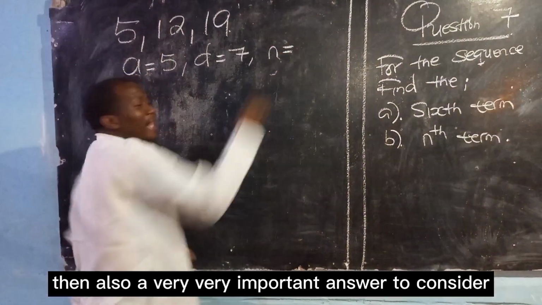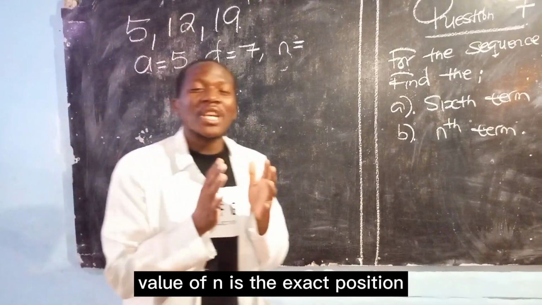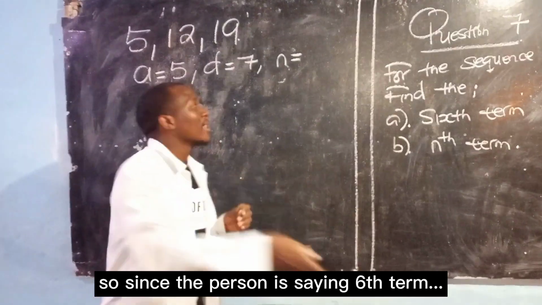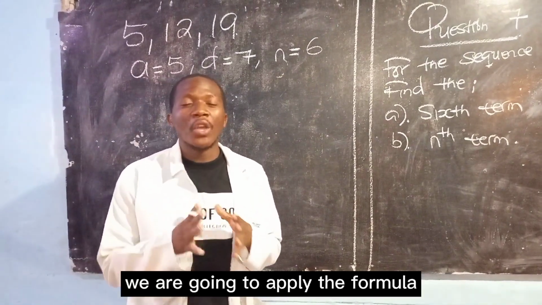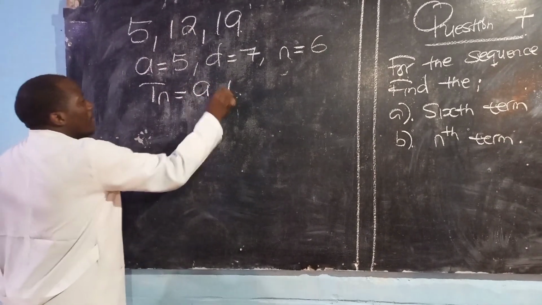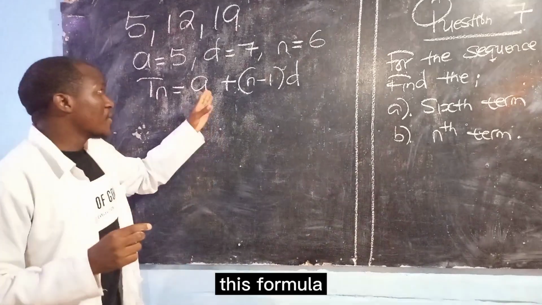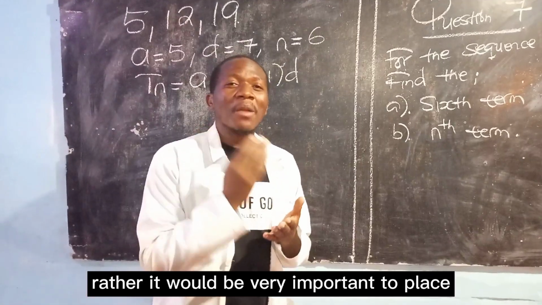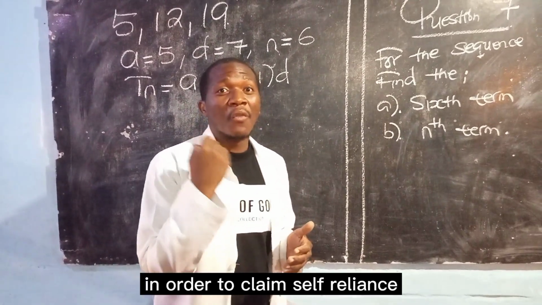Then also very important to consider is the value of n. The value of n is the exact position at which you are finding a certain number. So since the question says 60, it means you are finding the number at the 60th position. Having done that, we are going to apply the formula. nth term equals a plus, open brackets, n minus 1, close brackets, then d. Mind you, this formula, in as much as it concerns paper 1, won't be given. Rather, it is very important to place your endless efforts in proper practice in order to claim self-reliance.